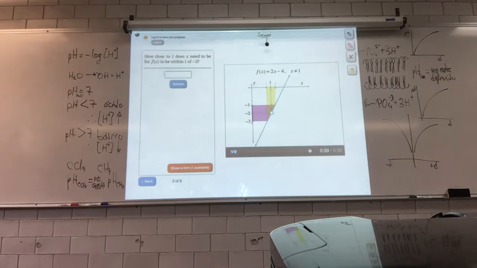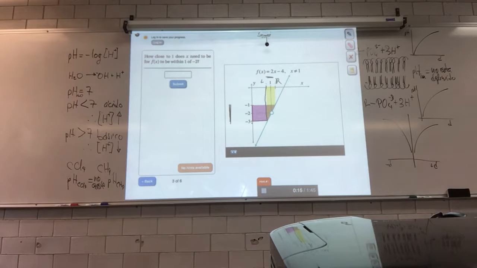La ayuda. Pues vamos. If the output is in this purple region, that means the input has to be in this yellow region here. What are the boundaries of this yellow region? Well, let's just call them L and R for now and try to figure them out.